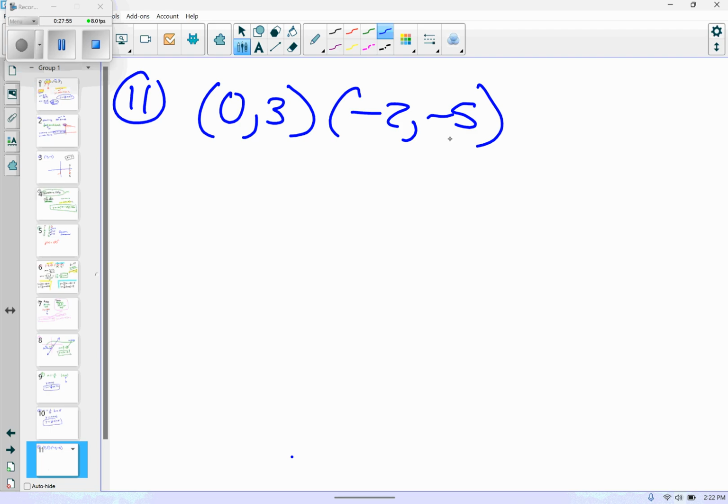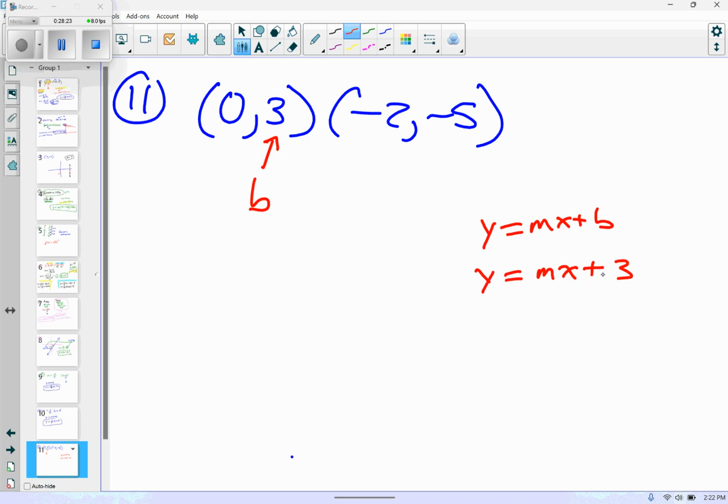All right. First thing I want to ask you, is there anything special about either of those points? Yeah, the 3 is the y-intercept. Very good. And you know that because you have a 0 in the x. So that has to be my b value. So I think we have to use y equals mx plus b on this one. So far I know this.